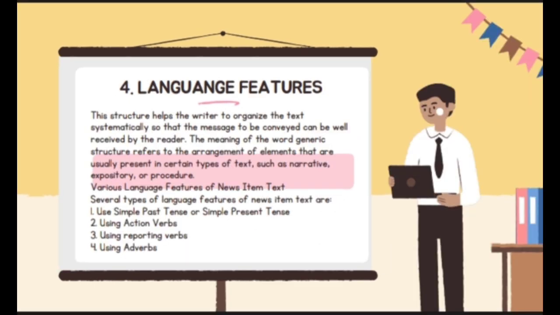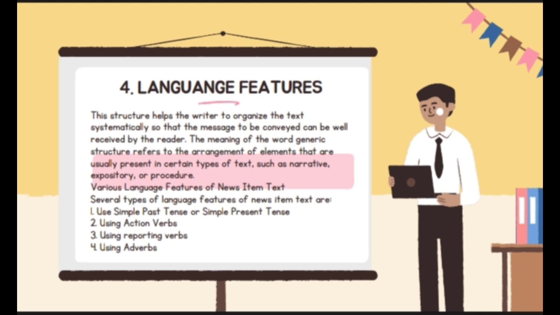This structure helps the writer to organize the text systematically so that the message to be conveyed can be well received by the reader. The meaning of the word generic structure refers to the range of elements that are usually present in certain types of text, such as narrative, expository, or procedure.